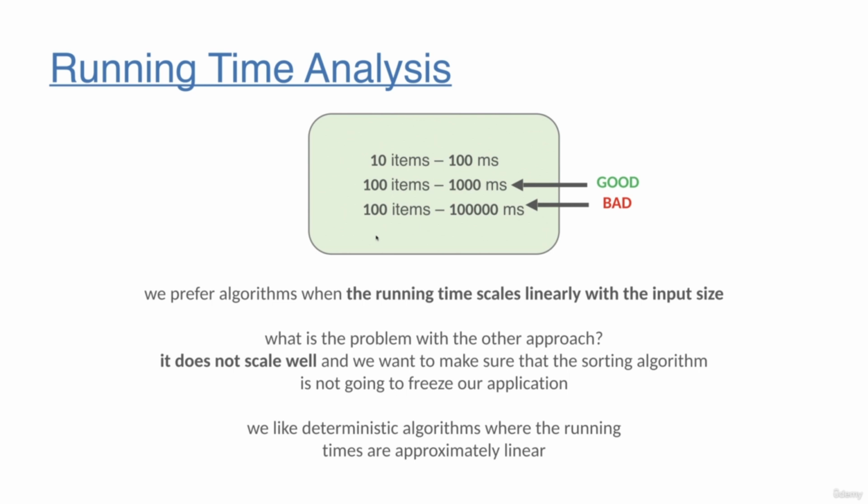Facebook finds a given person in milliseconds, so it is working extremely fine because the underlying implementation, so the underlying algorithm, is extremely fast, which means that it scales well with the input size. If the algorithm doesn't scale well, then it means that it is slow, so we have to wait for the given operation to be finished. And of course, we like deterministic algorithms where the running times are approximately linear or sublinear. We are going to talk about it, don't worry.